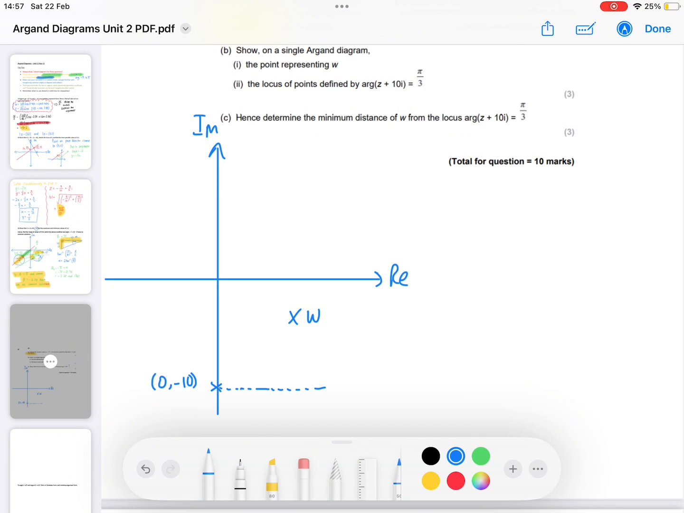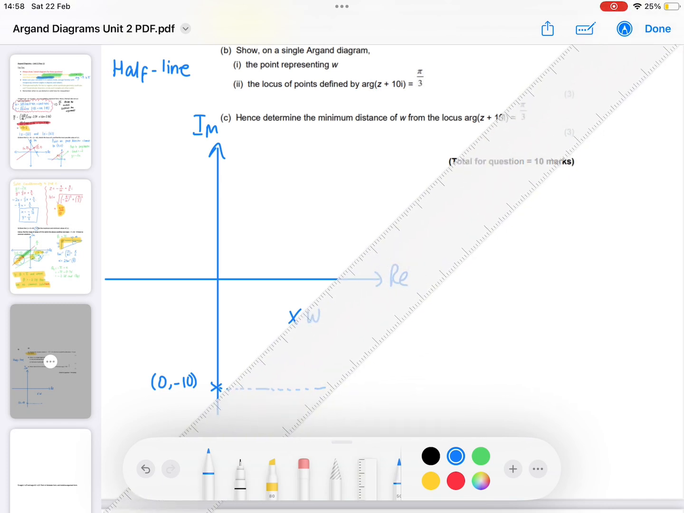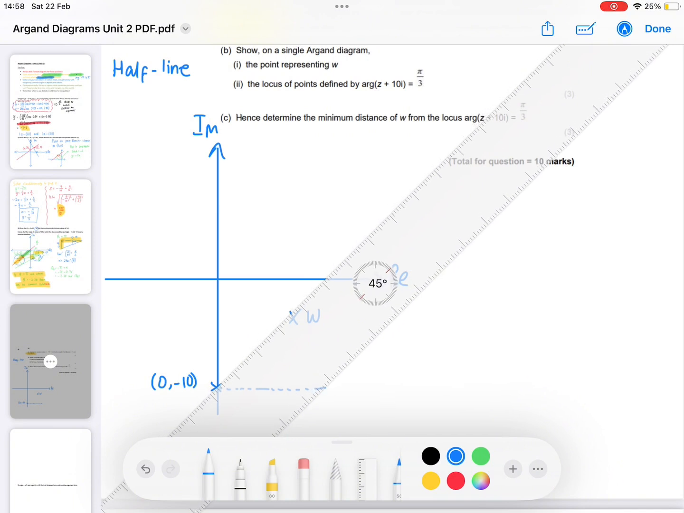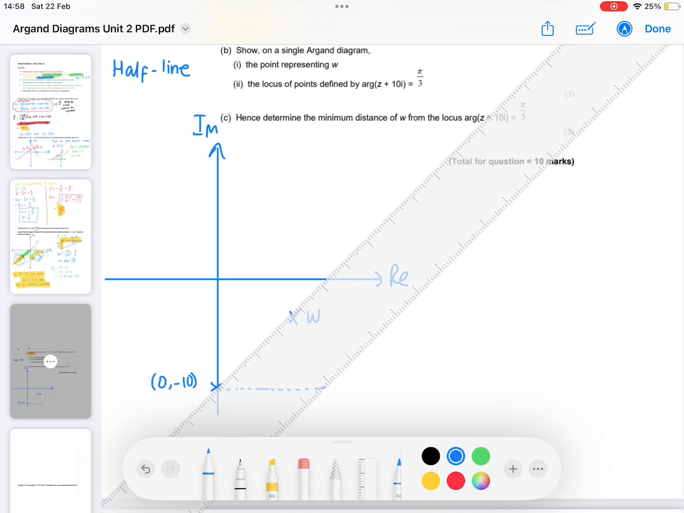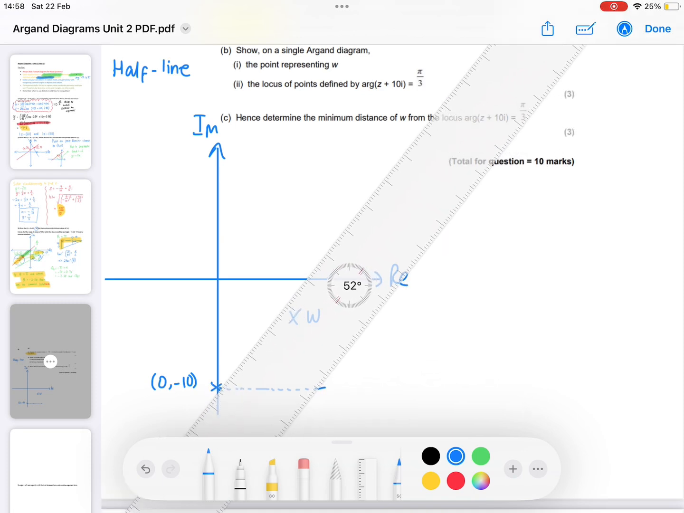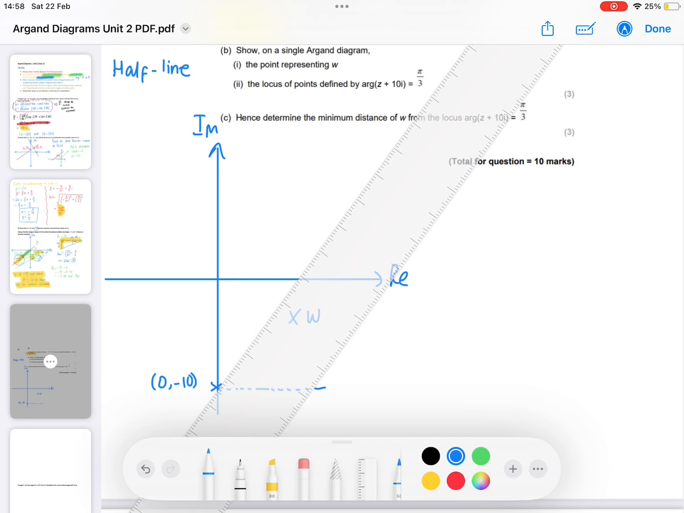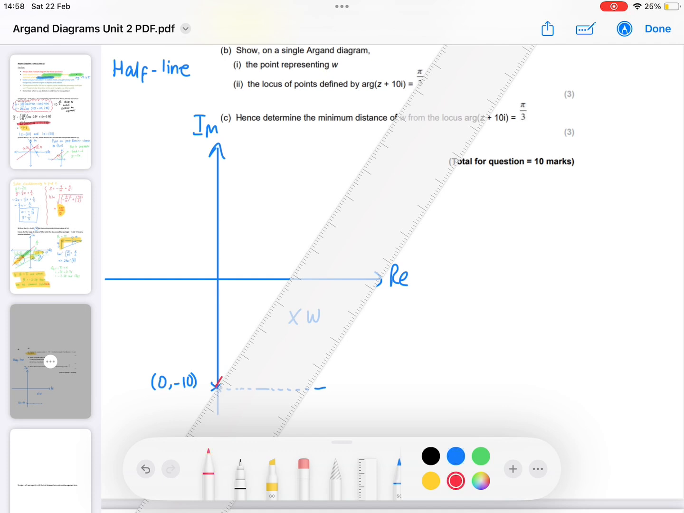And the locus of points defined by arg z plus 10i equals pi over 3 is going to be a half line that we're interested in, to define the argument of z. So what that is simply going to be is, from 0 minus 10i, a line which makes an angle to that horizontal of pi over 3, which is 60 degrees, if you're still getting comfortable with radians. So just to make it not pass through w, I'm going to exaggerate the angle slightly more. And this line here is the half line.